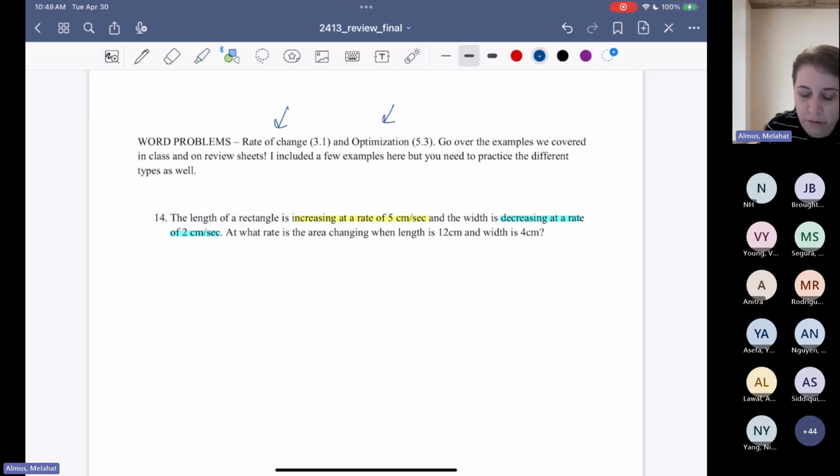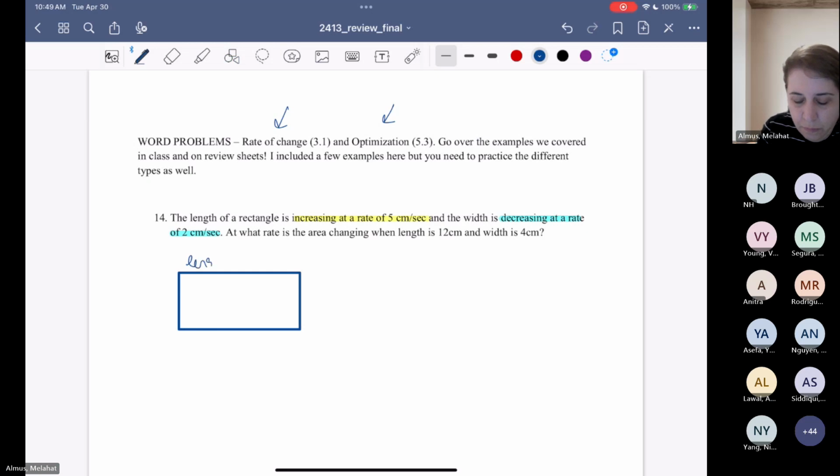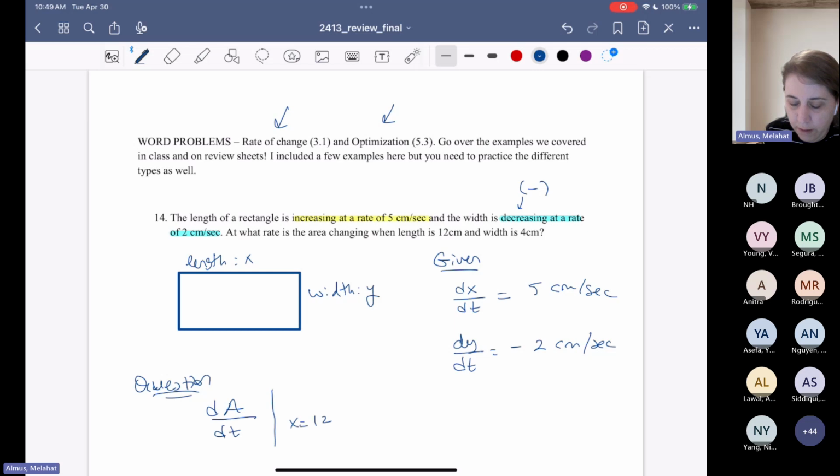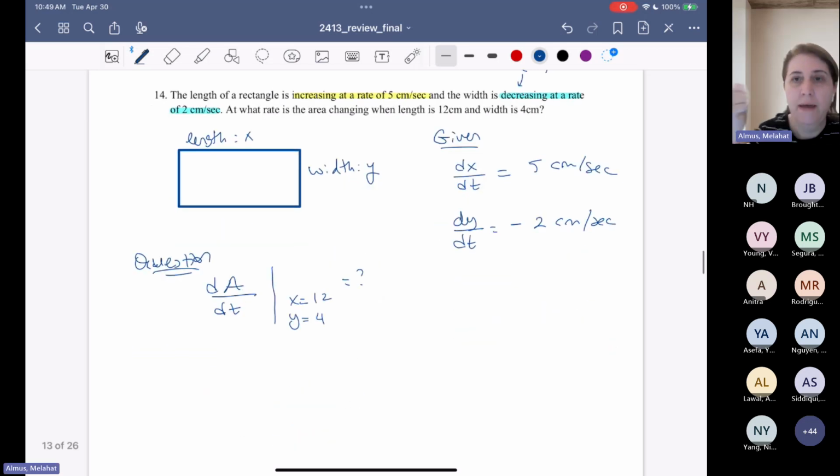Okay, so first we draw a rectangle. Pictures help, right? We give the variables some names. Let's call the length x and width y. Okay, information, dx by dt is increasing, means positive 5. dy by dt is decreasing, means there is a negative rate there, negative 2 centimeters per second. And the question is, how fast is the area changing when the x is 12 and y is 4? Right? So it's about x and y changing. As a result, your area is changing. How fast is your area changing?